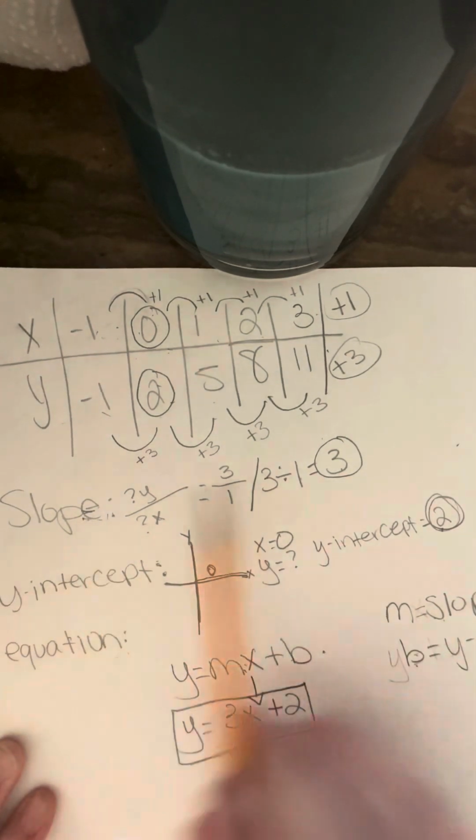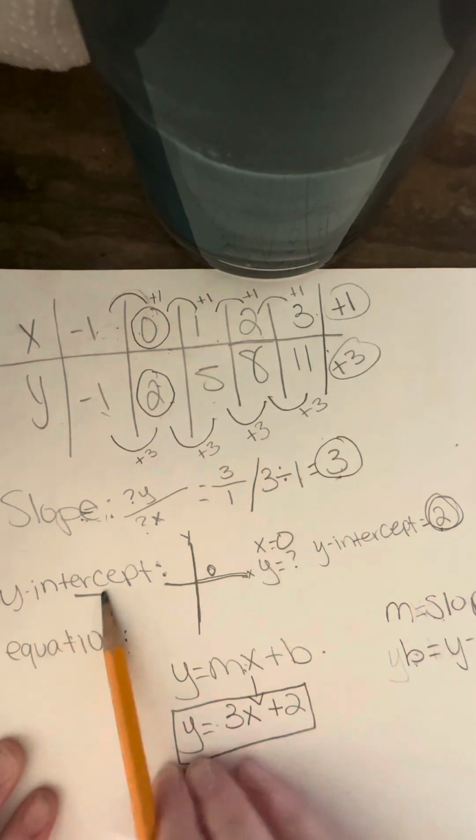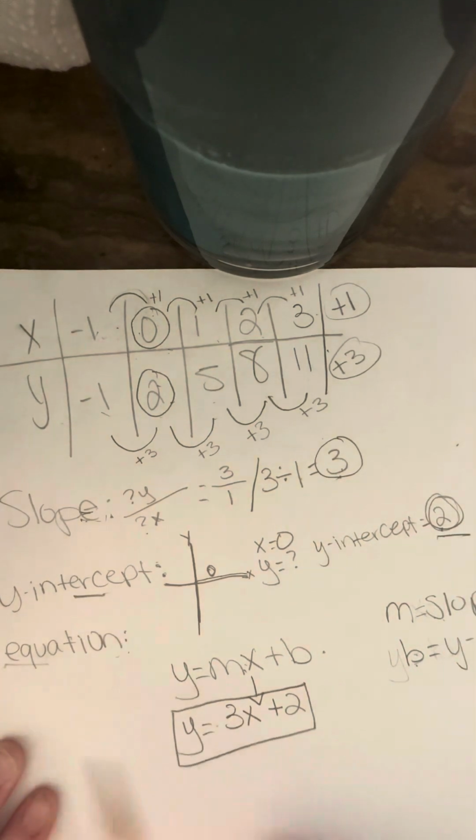So we found our slope, 3, and our y-intercept, 2. Our equation is y equals 3x plus 2.